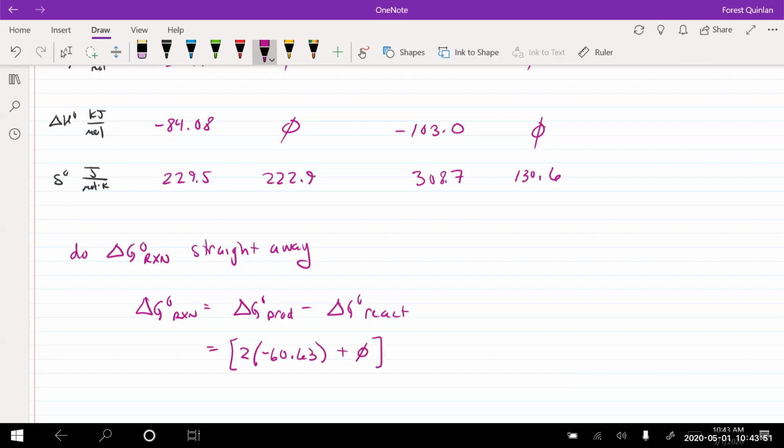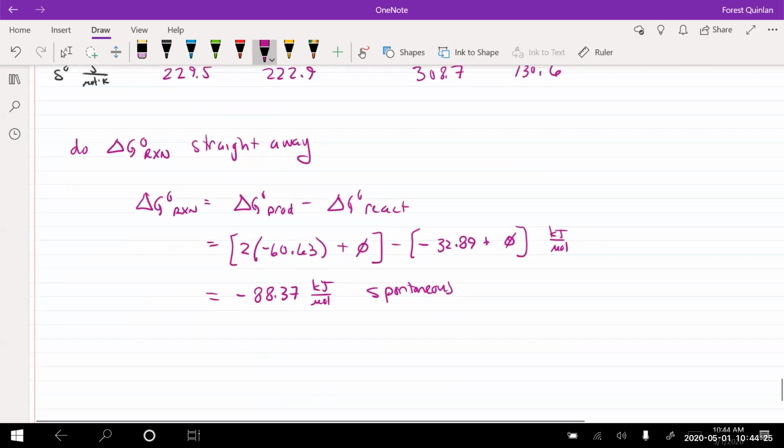And I'm going to go ahead and remind us there was another thing in there. So we got 0 minus the negative 32.89 plus nothing again. And remember, this is all in kilojoules per mole. If you do this, you should get something like negative 88.37 kilojoules per mole, which means it's spontaneous. Once you get it going, it'll go.